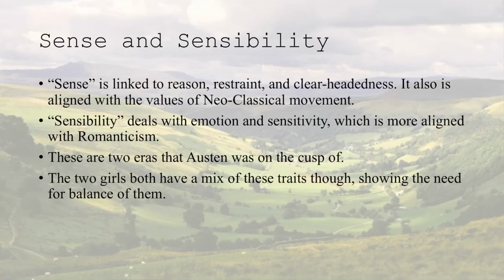These are 2 eras that Austen was on the cusp of. So she was based when the Romantic era in the 1700s was coming to an end, and the Victorian era, which was much more restrictive, was at its start. The two girls both have a mix of these traits, showing the need to balance both.